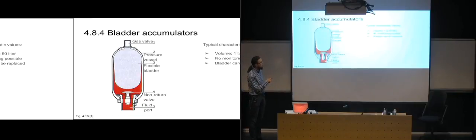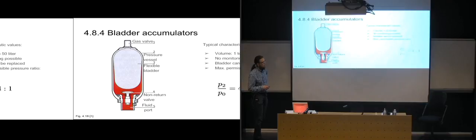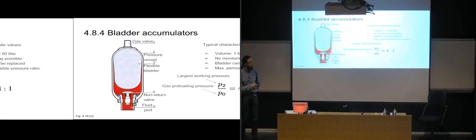The bladder can fairly easily be replaced. Actually, you can dismantle the top here and then you can just pull it out. So it's very easy to replace it. And the maximum permissible pressure ratio is 4:1. So this one has an even lower pressure ratio between the largest working pressure and the gas preloading pressure than what the diaphragm had. So the diaphragm usually had from 4:1 to 8:1, while this one has a maximum of 4:1.